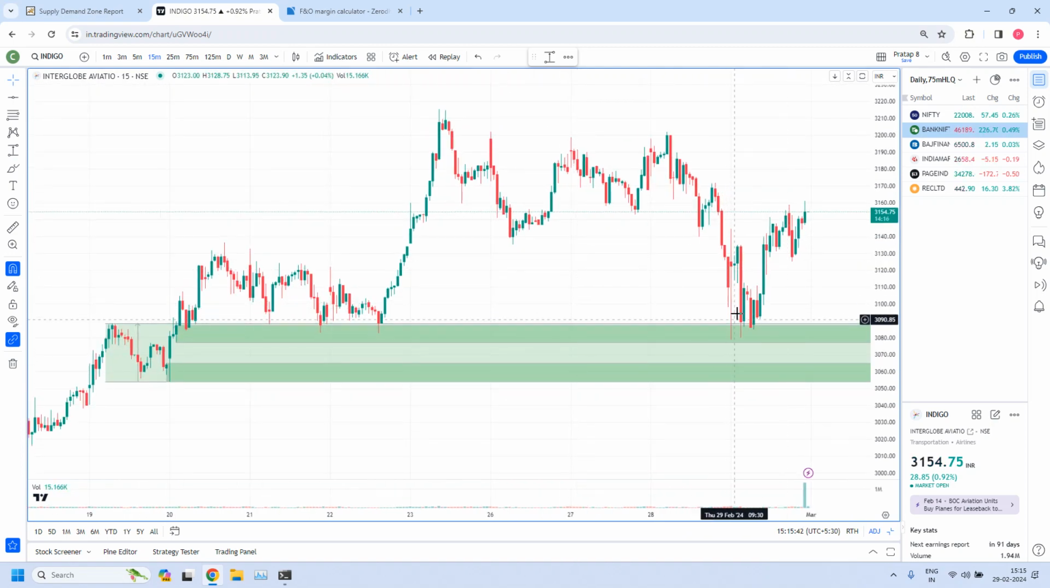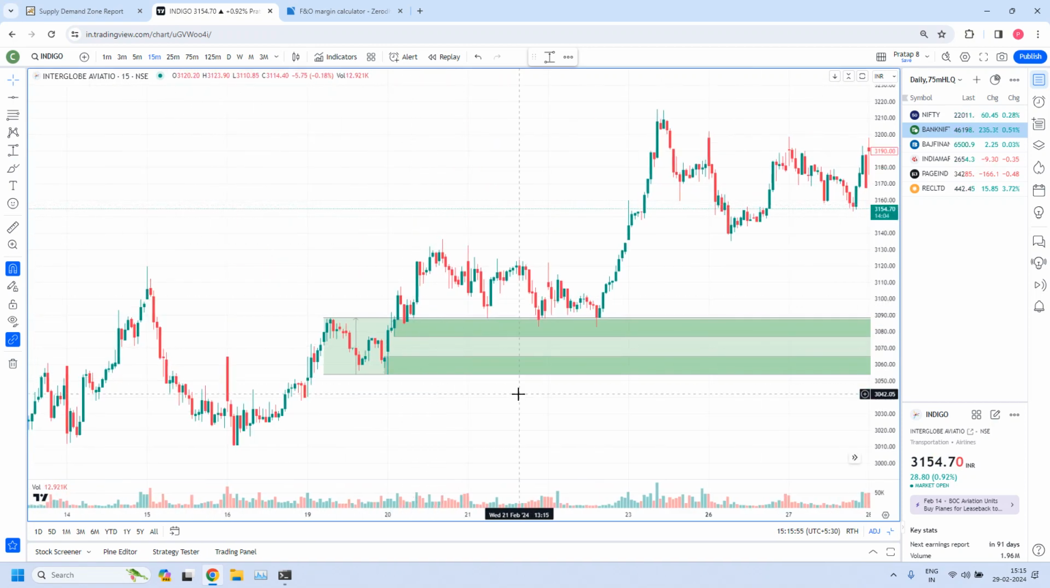This is again fourth, fifth. Several tests it has given. So definitely we can give priority. You can plan a trade in 15 minutes if the risk is within your limit. But before that, ensure the structure is good inside this. So let us go to the 5 minutes.